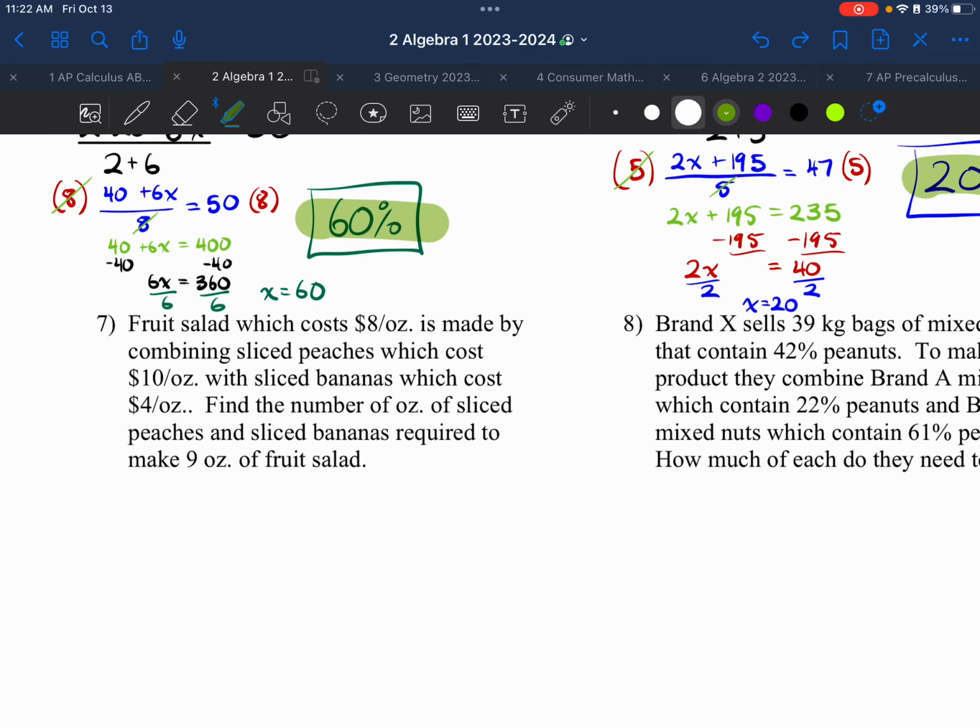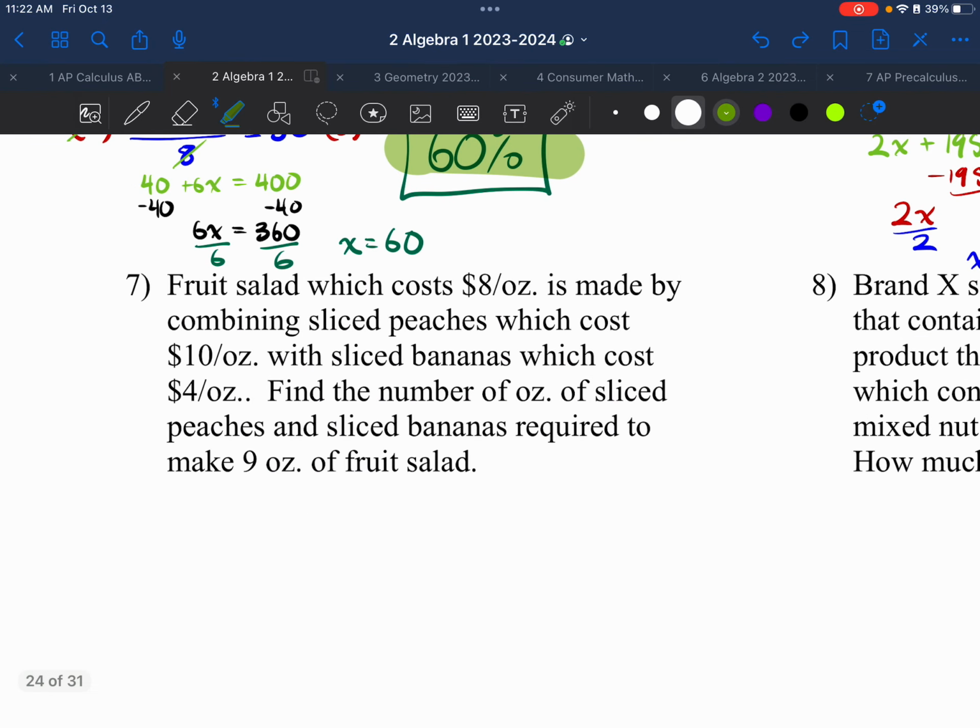For number 7, we have some fruit salad, and it costs $8 per ounce. So my final amount is fruit, because I'm doing peaches and bananas to make the fruit salad. The fruit is the final amount. So I'm going to say something, something, something is equal to 8. 8 is my final answer when I mix them. Okay, I'm going to have some amounts multiplied by prices.